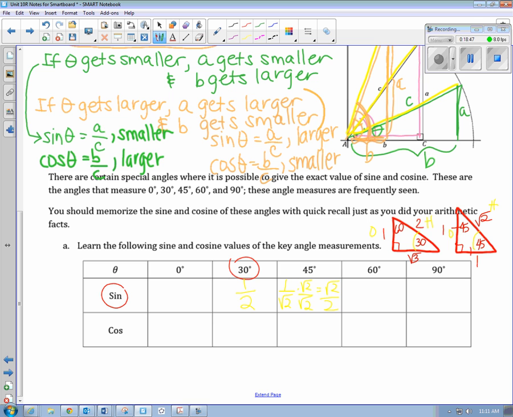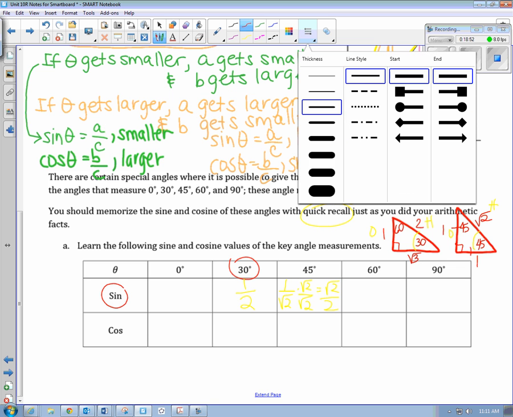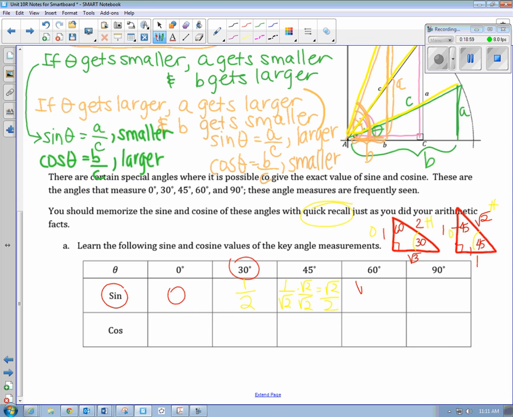Notice that the directions say that you're supposed to have quick recall with these. I will tell you that I don't generally go back to my triangles to figure this out. I just know these values because of that quick recall. And you are essentially supposed to know them as well.